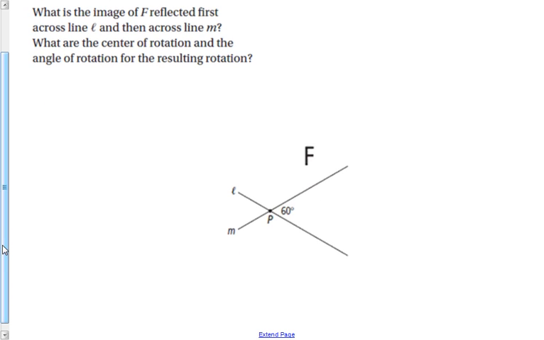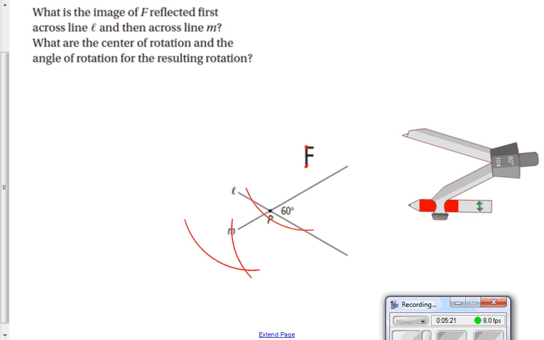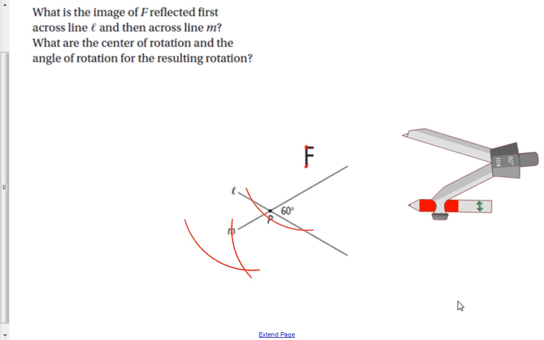So what I first need to do is get a perpendicular line. So we're going to go across line L first. So I need a couple points. I'll just pick this point and this point. And then we need to draw the line perpendicular, so I'm going to need a compass again. So I'm going to draw in that perpendicular line from this point to there. So that's the line that's perpendicular.